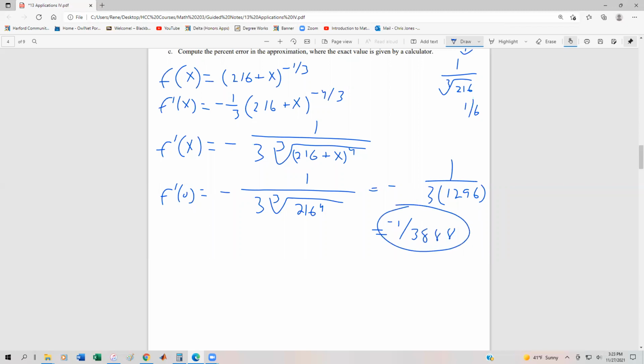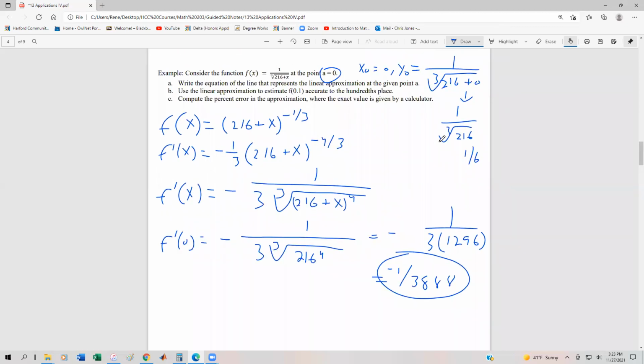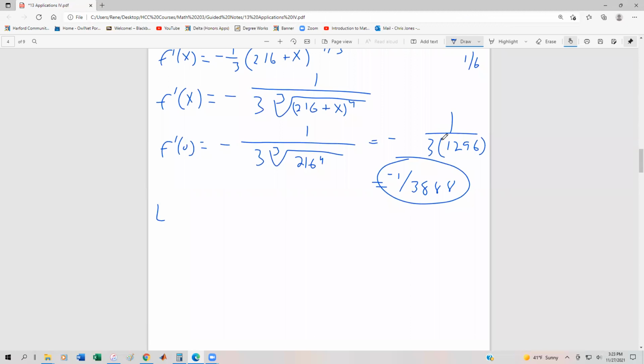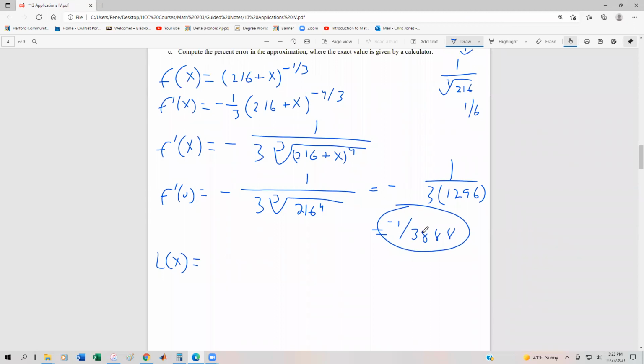Now what we have to do is find the equation of that tangent line. So we're going to find our L of x, which is going to have the slope we just got, that negative 1 over 3888. We're going to have negative 1 over 3888, and then we have x minus x naught.